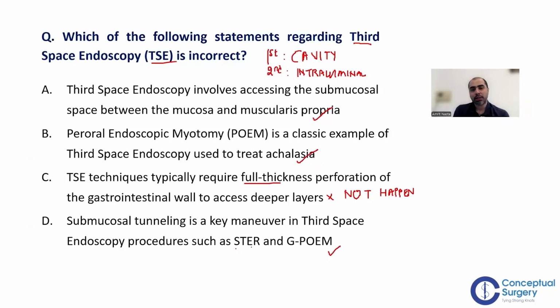And these procedures, STER, G-POEM. STER is basically a technique for removal of submucosal tumors, like a cyst or a leiomyoma. Leiomyomas can be removed by the STER technique. G-POEM is gastric POEM for gastroparesis and gastric disorders, right? So these are some of the third space endoscopies that you should know about.